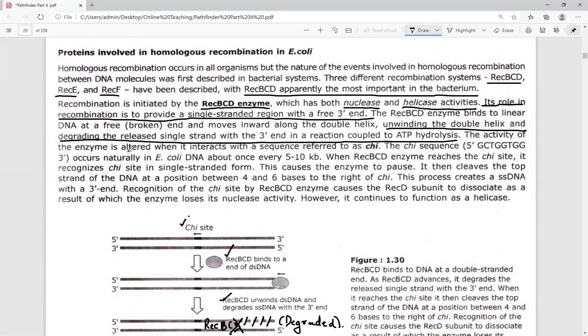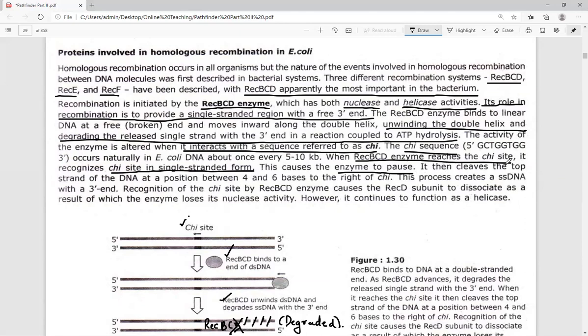The activity of the enzyme is altered when it interacts with a specific sequence called the chi site. A chi sequence, which is present on the chromosomal DNA, alters the enzyme activity. When the RAC-BCD enzyme reaches the chi site, the RAC-D activity is going to be lost. It recognizes the chi site in a single stranded manner. It causes the enzyme to pause. The enzyme will pause at that particular point.